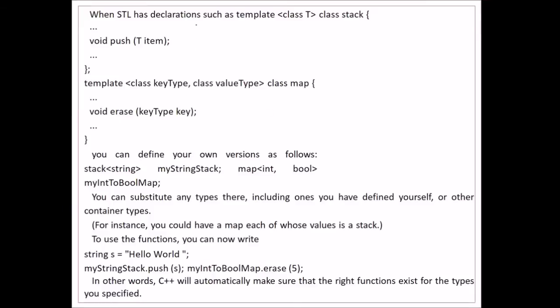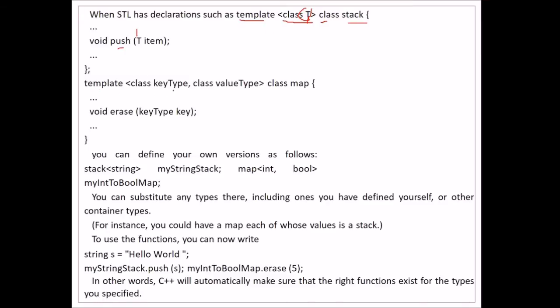When STL has declarations such as template, you have a class T. T is nothing but this data type. You can use any data type here. So that is why this is a template. You can use integer, float, whatever T you want. Then you can have some class tag. In this, you have a template, class, some T data type, and then class T with some stack, and this stack is going to work on this T. And inside that you can have push T item. T can be the data type. So this is how a simple declaration of an STL can be.